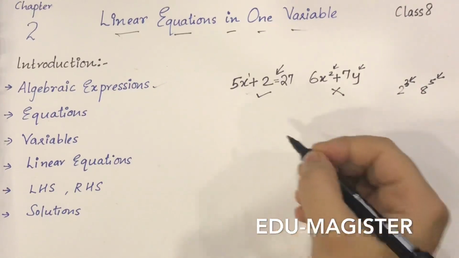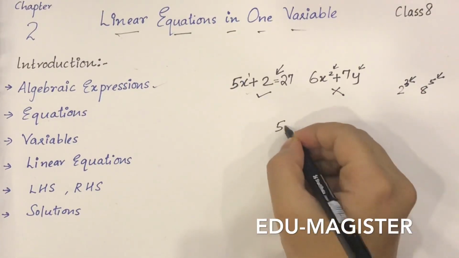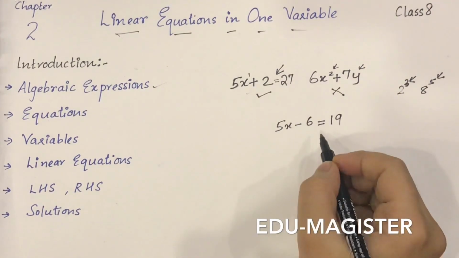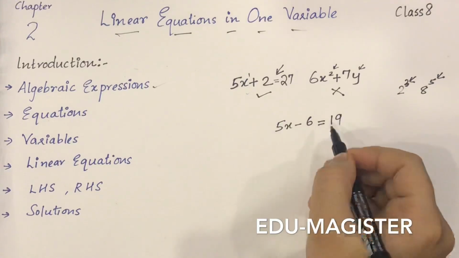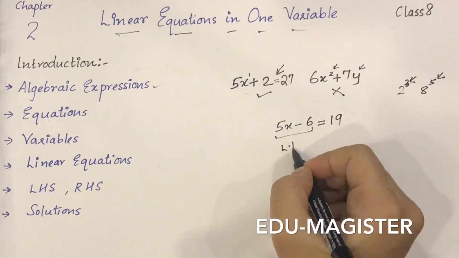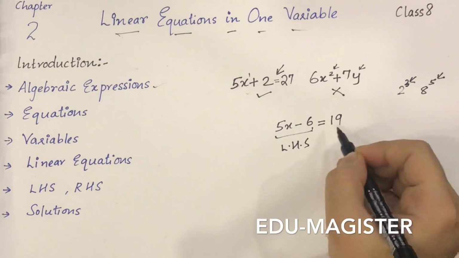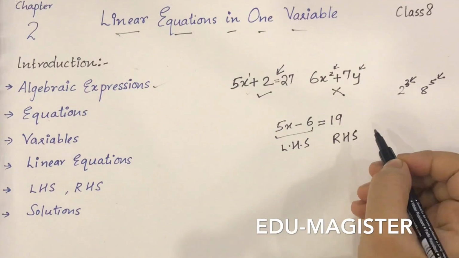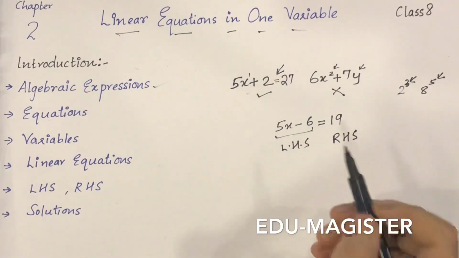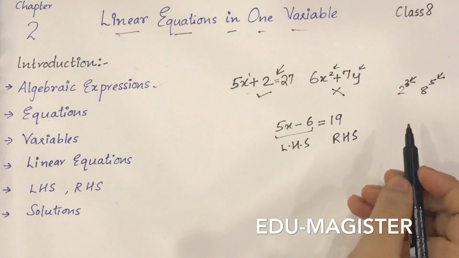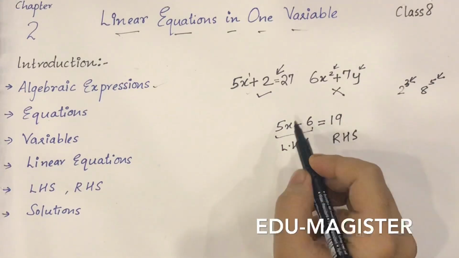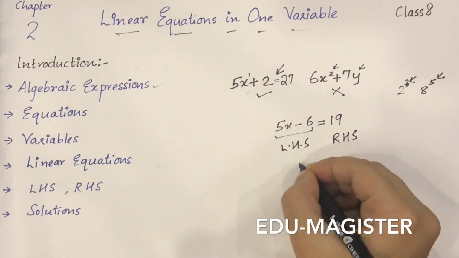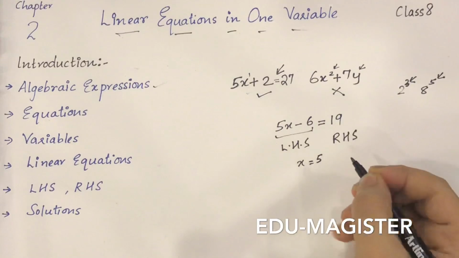Again, now when I give you another example, 5x minus 6 is equal to 19. The terms to the left of the equation are known as LHS, or left hand side, and what's on the right side is known as RHS, which is right hand side. I told you before that a variable can have any value, but for a specific value of this variable, the equation becomes true. For example, in this case, when x is equal to 5, let's see what value we get.